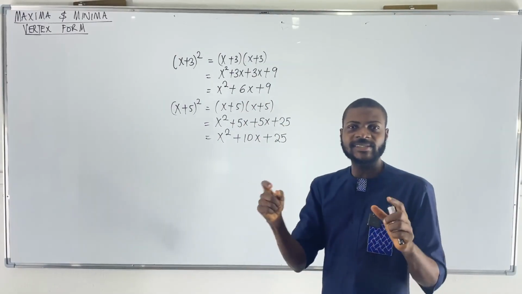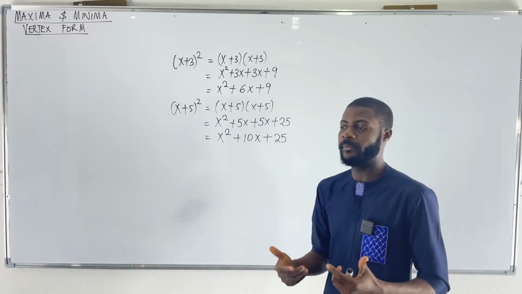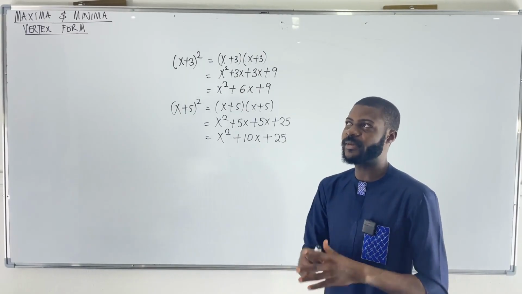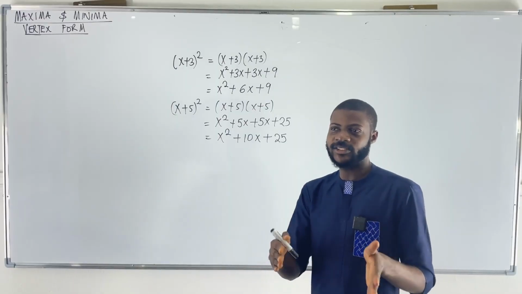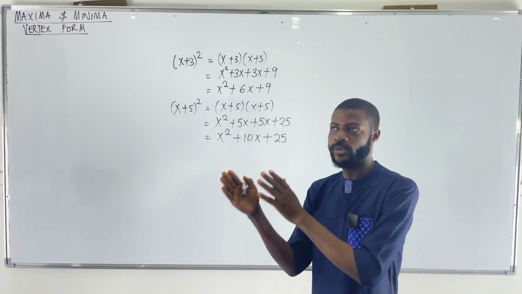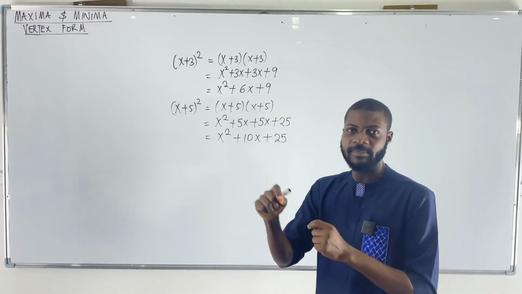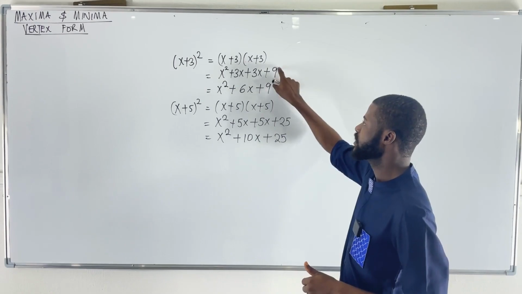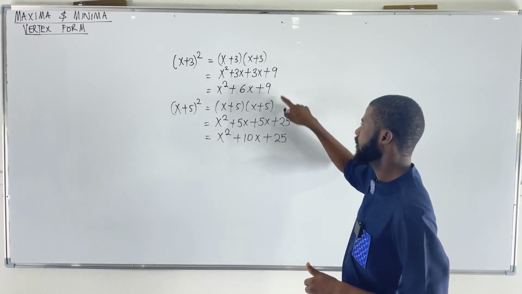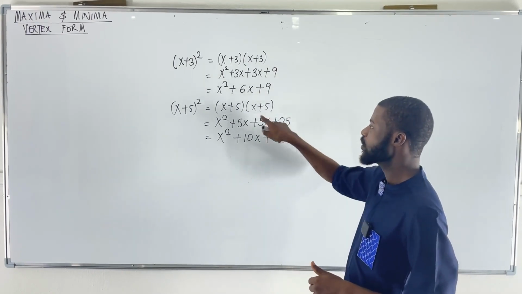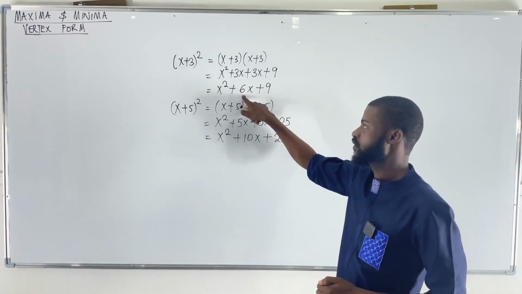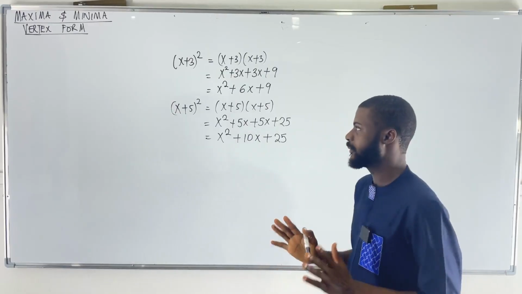People who have done the completing the square method of solving quadratics will recall there's a particular step that says add the square of half the coefficient of x to both sides. That is why that procedure stays, because we notice that our constant term is always the square of half of these coefficients.